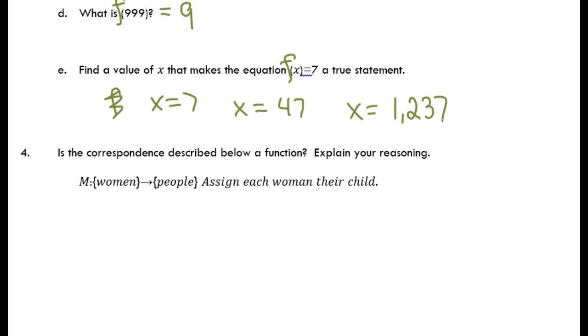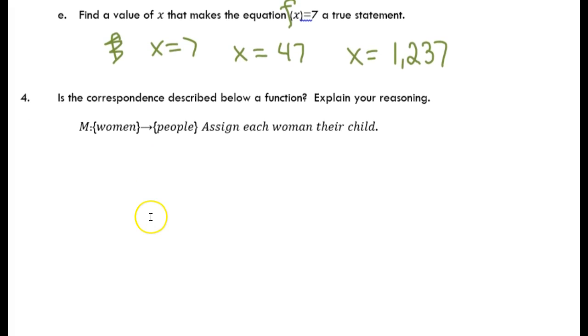And then lastly, number 4, is the correspondence described below a function? Explain your reasoning. So again, this is the function I guess we're calling M. Women to people. Assign each woman their child. So that's the function: if you're a woman, you are assigned to your children.